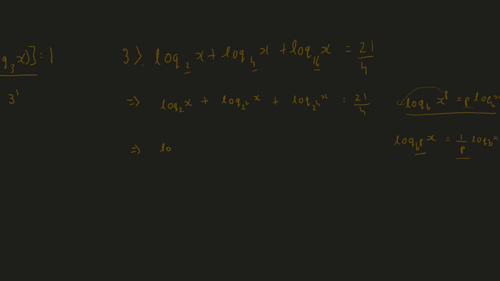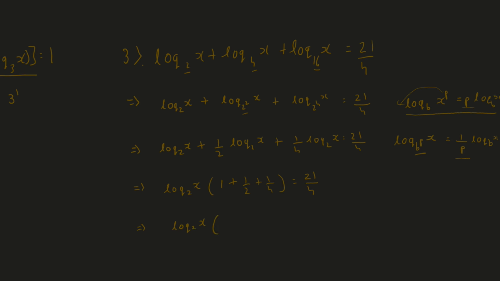So this can be written as log x to the base 2 plus this 2 comes outside and becomes 1/2 log x to the base 2 plus again 1 upon 4 log x to the base 2 equal to 21 upon 4. Now we just take log x to the base 2 as common. What remains inside is going to be 1, 1/2 and 1/4. This equals 21 upon 4.